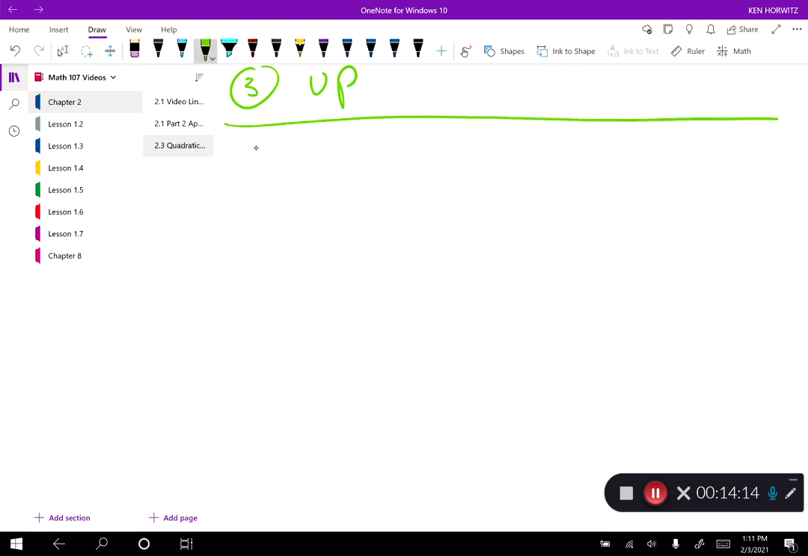So let's take a look at the next form. This is called standard form. Back in the day, back when I was sitting in your chair, it was called vertex form.